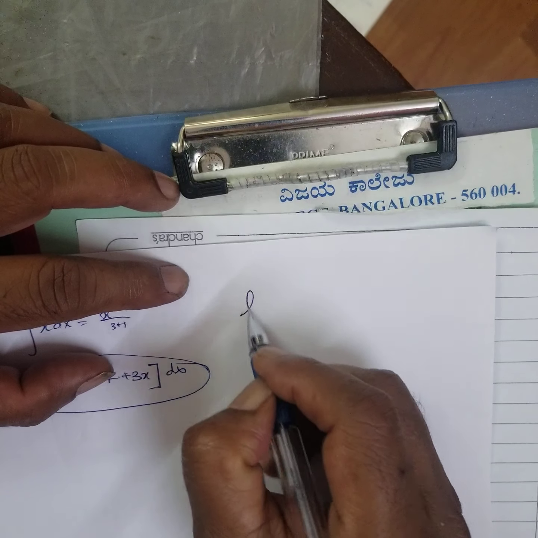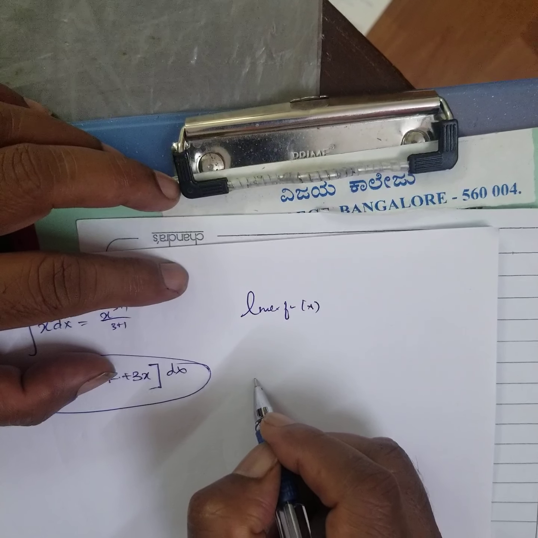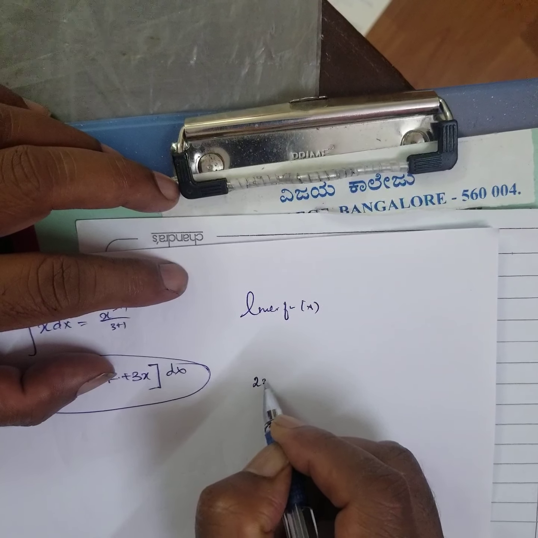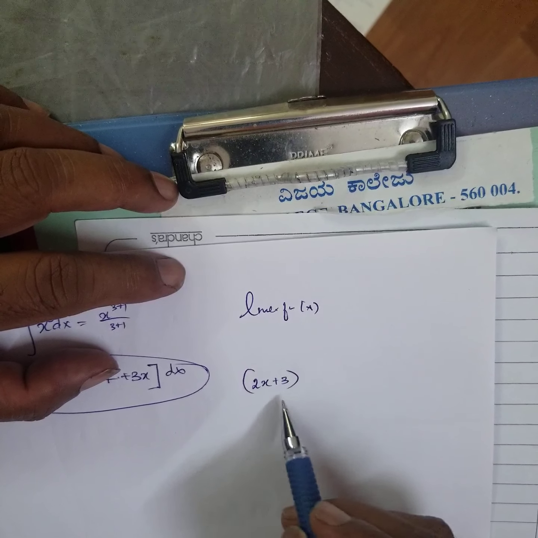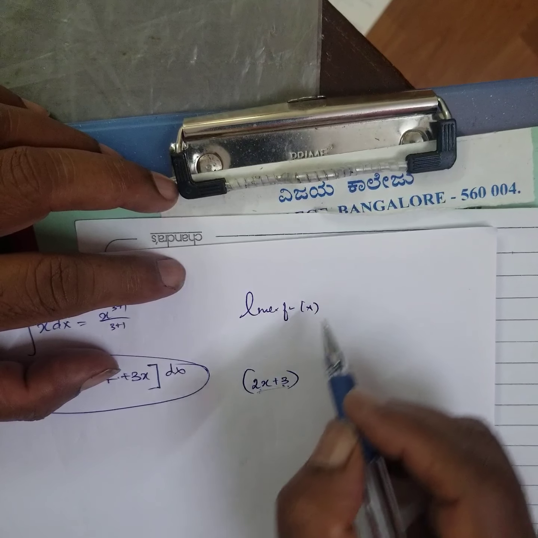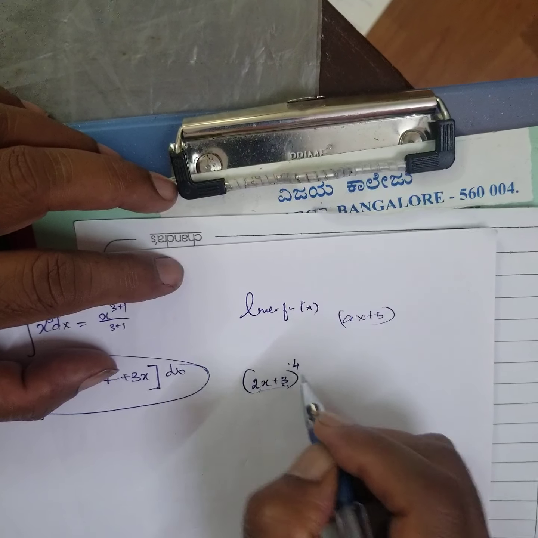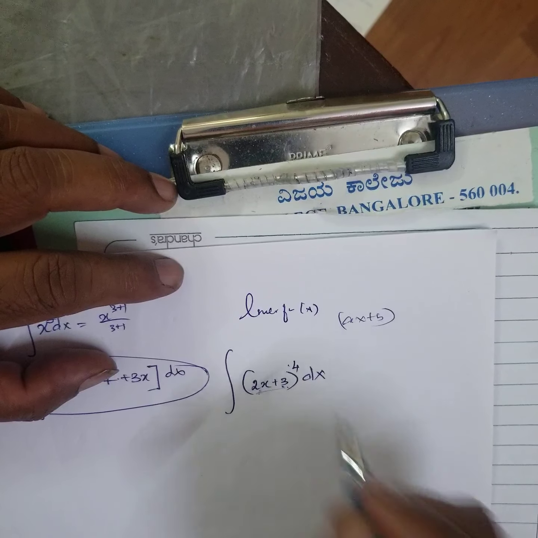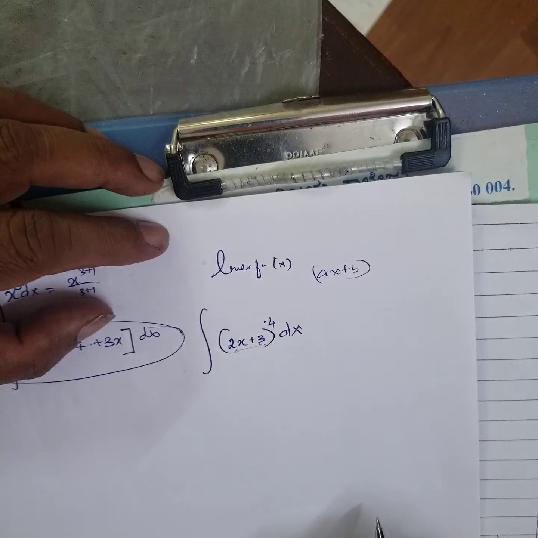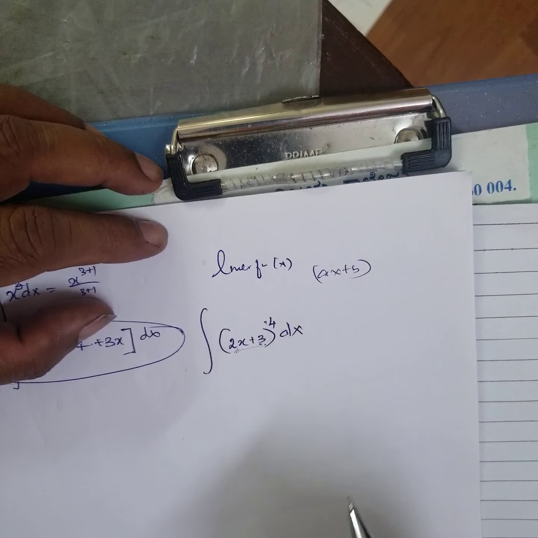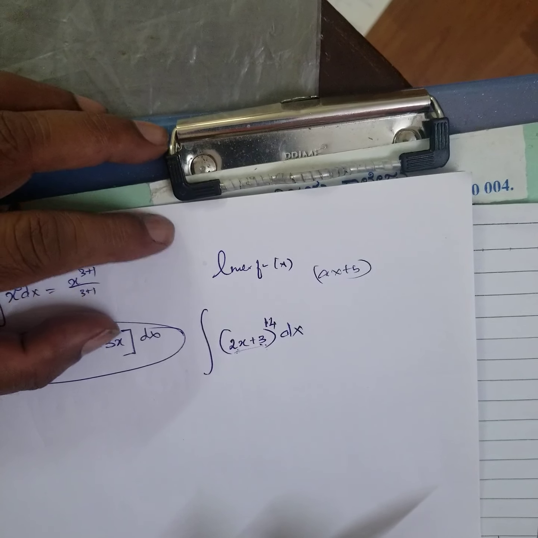But suppose linear function of x, if you have, say example, (2x plus 3). Alright? This is a linear function, ax plus b form. Suppose say power 4, very difficult to expand. Or 14 if they give up. What will you do? Here 4 or 40. Suppose 14 they give. Very difficult to expand.